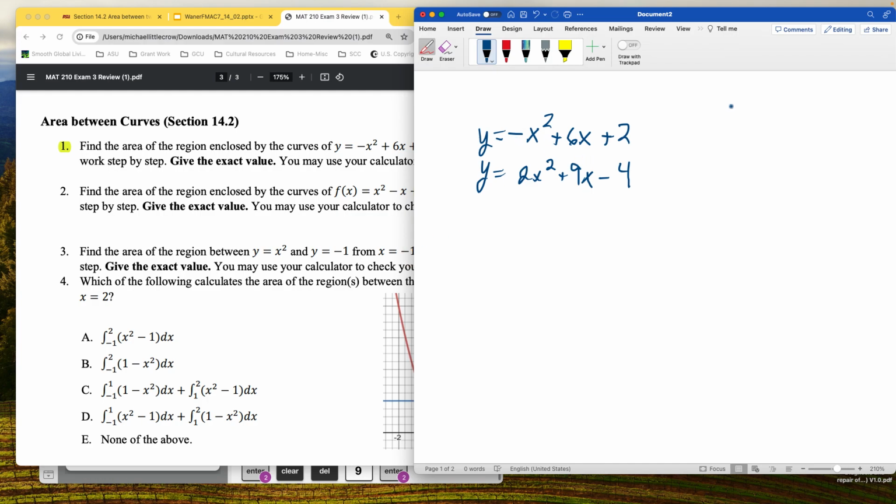So the first thing is, they have an intersection where they equal each other. So we want to see that you can take negative x squared plus 6x plus 2 equal to 2x squared plus 9x minus 4. Set the two equations, or functions, equal to each other. That gives us any points of intersection.